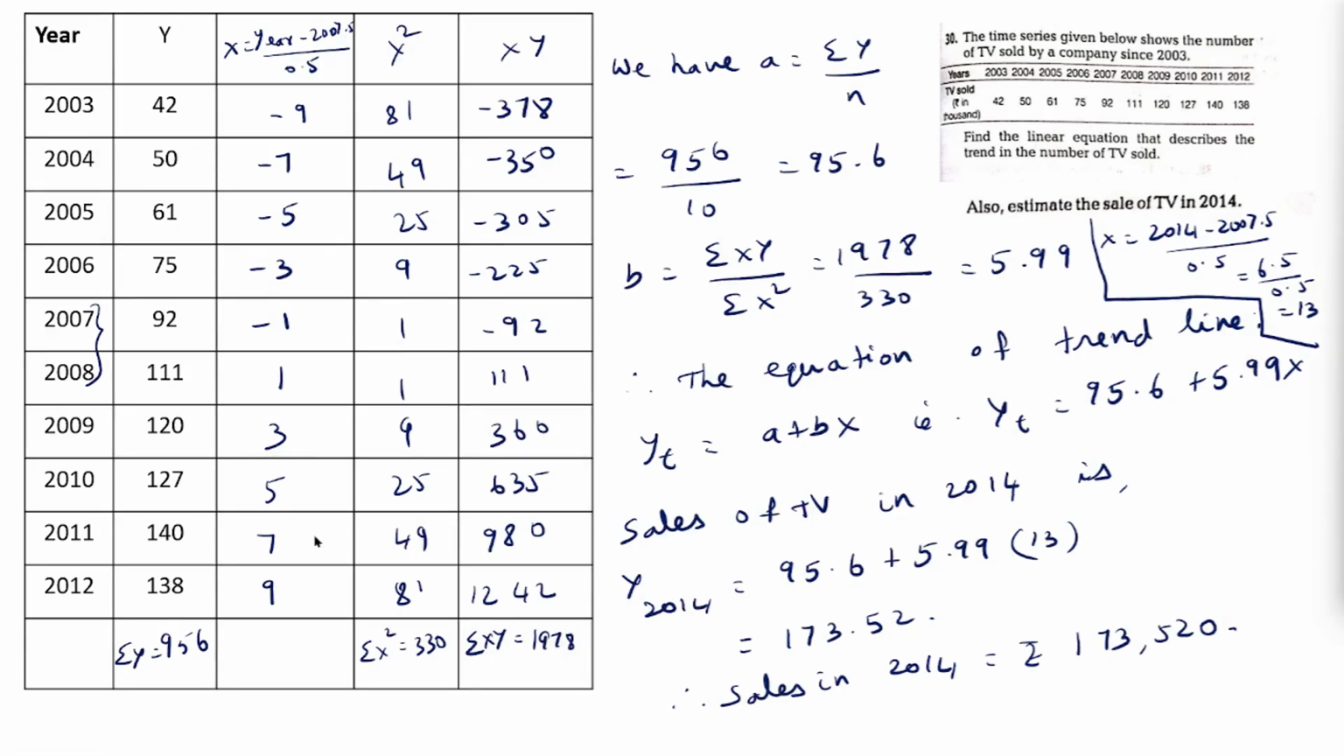Here drawing the table carries 1 mark, then finding the equation of trend line after finding A and B carries 1 mark, and finding the estimated sales carries 1 mark. Total of 3 marks.